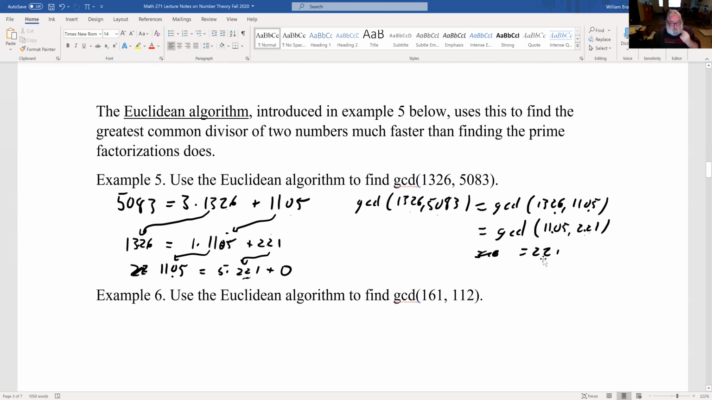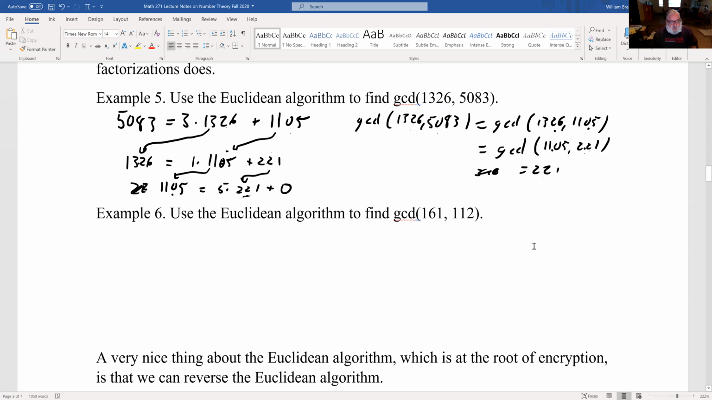So this doesn't give you the prime factorization, but it does give you the greatest common divisor, and it does it pretty quickly. Here's only 3 steps, and the steps are all basically subtraction, right? How do you actually find this remainder? Well, 5083 divided by 1326, if you use a calculator, it's 3 point something something. So you take 5083 minus 3 times 1326, and that'll give you the remainder of 1105. So the same thing here.